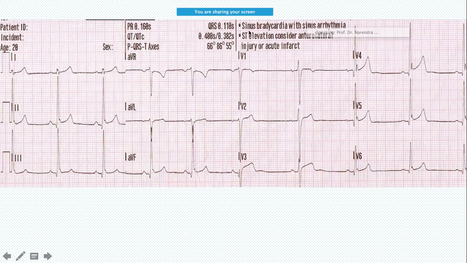Now I'll tell you. The first thing is, you should never trust the computer's report which comes with the ECG, for example, sinus bradycardia with sinus arrhythmia. You should never trust these. So do you know what the real diagnosis for this patient is? Sir, ST elevation in lead 3 and aVF. Epsilon wave? It seems like it's not exactly an epsilon wave.